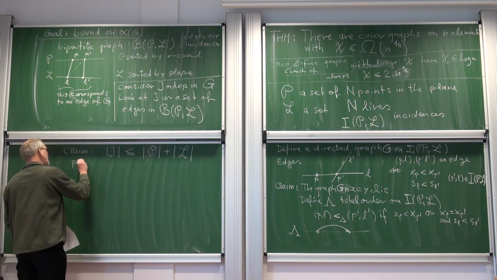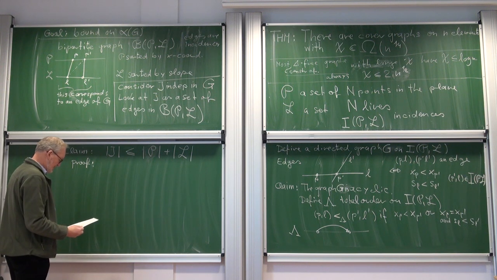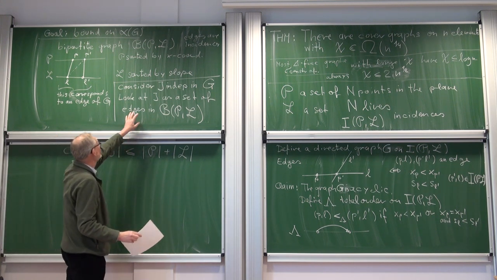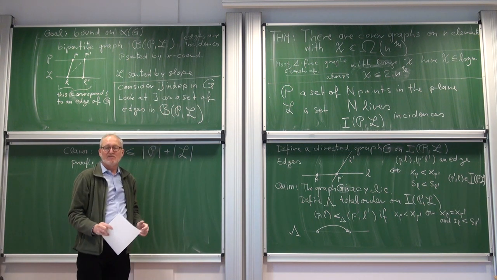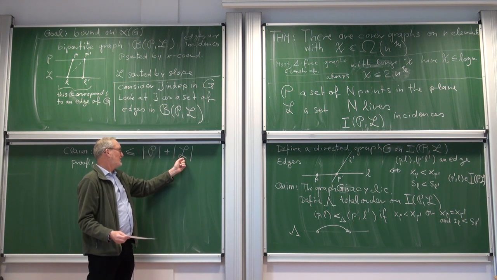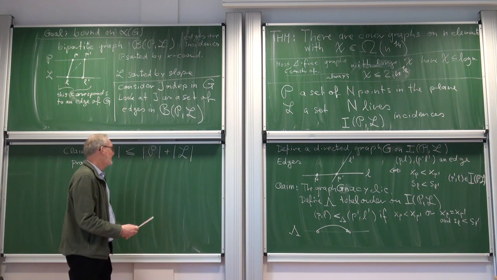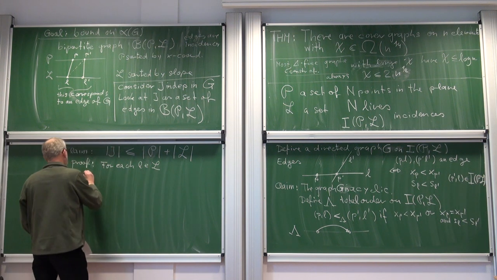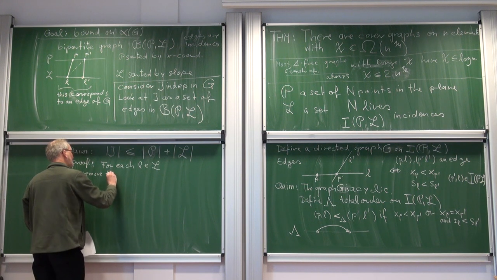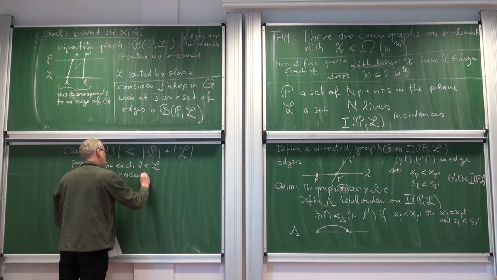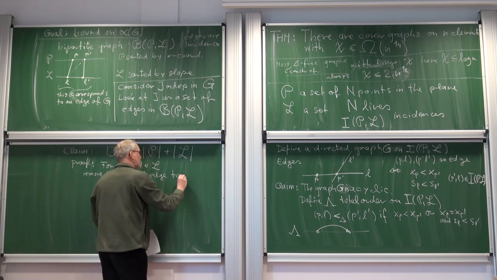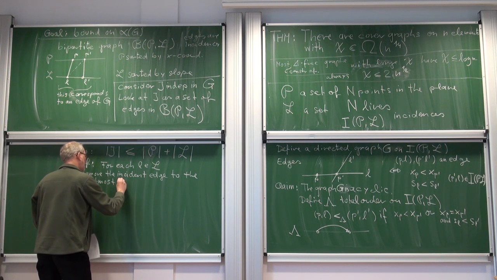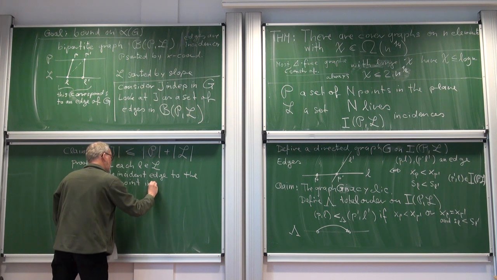And for the proof, we have this J as a set of edges in this bipartite graph, and the first thing we do is get rid of that many edges. So for each L in M, remove the incident edge to the leftmost point in P.